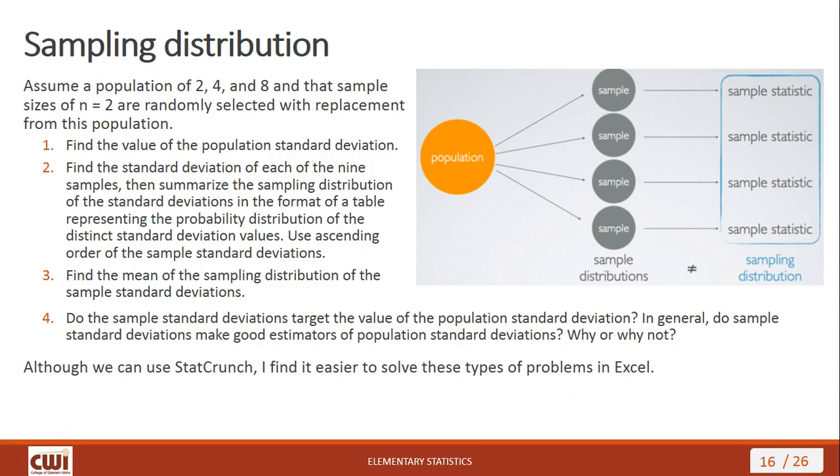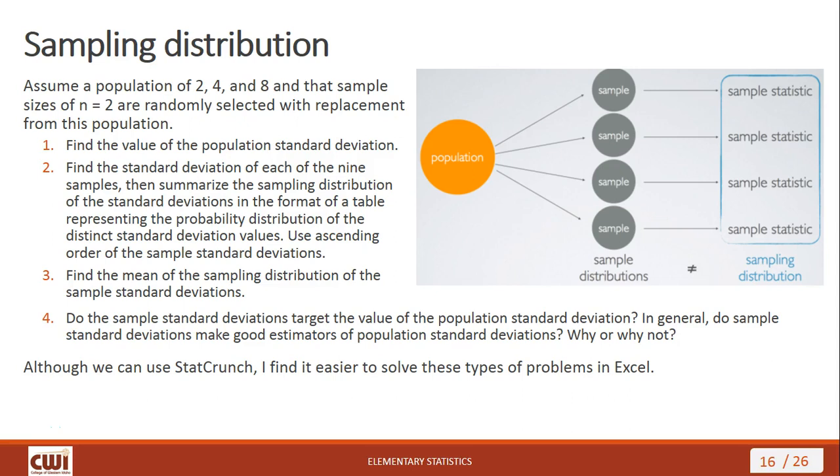For this particular example, let's assume we have a population of the numbers 2, 4, and 8, and that samples of size 2 are randomly selected with replacement from this population. So we have the numbers 2, 4, and 8, and we're going to randomly select 2 of those 3 numbers, and then put those numbers back in to be selected potentially again.